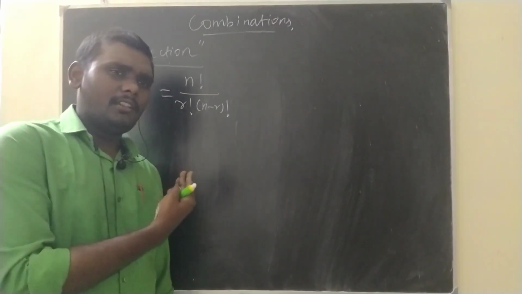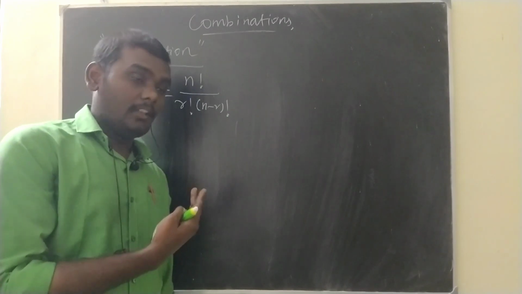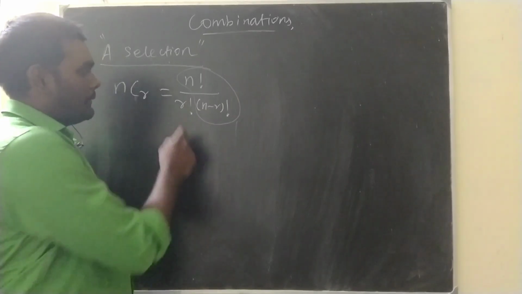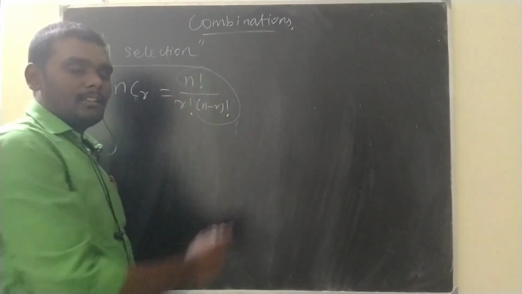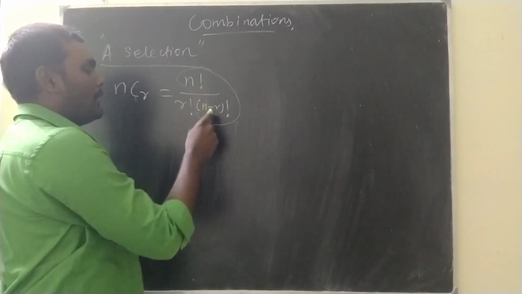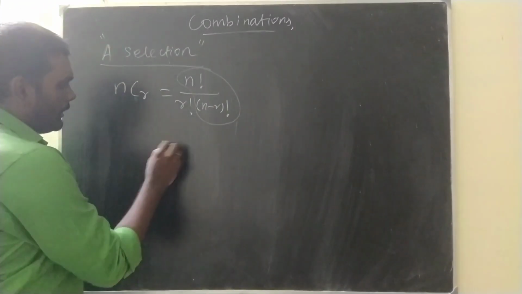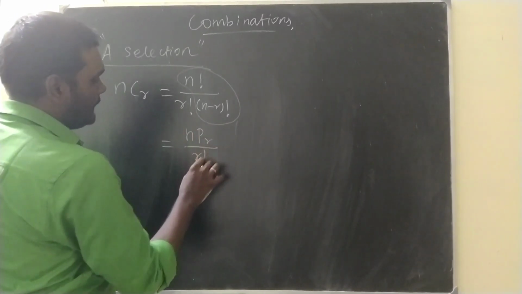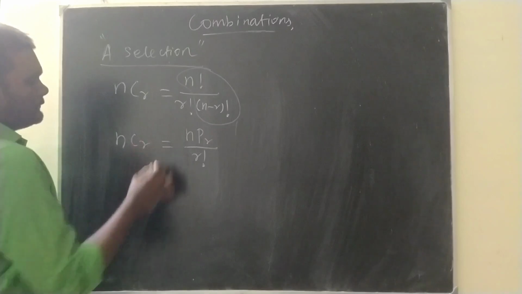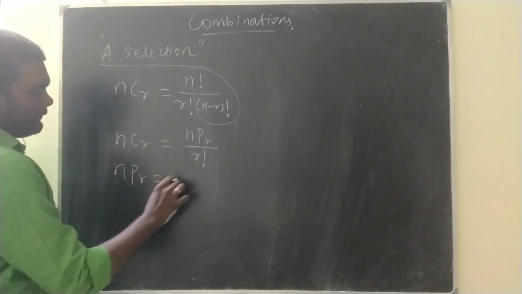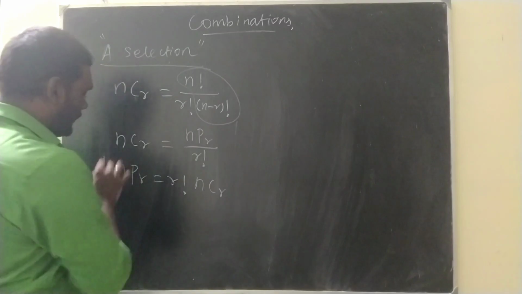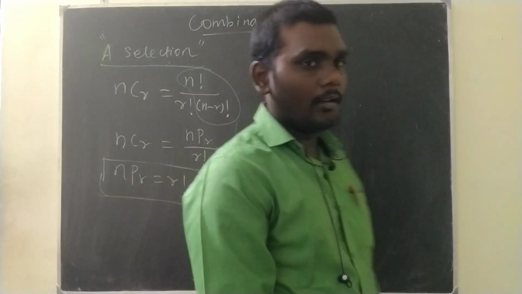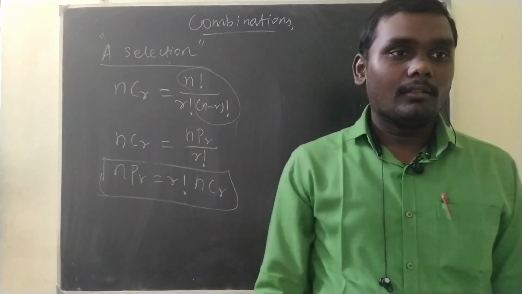Does this look familiar, have you seen this before? Yes, except this r factorial part, this one is similar. What is the formula of n factorial by n minus r factorial? You can simply say it is nPr by r factorial, or else nPr equals r factorial into nCr, and that is the relationship between permutation and combination.